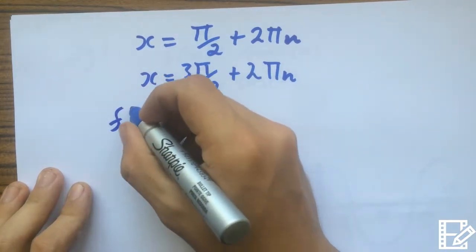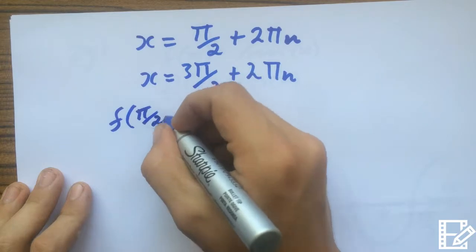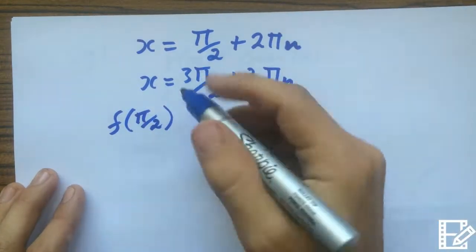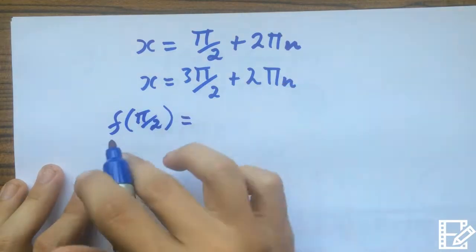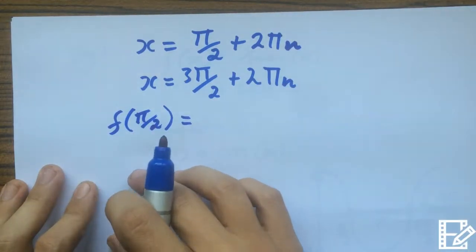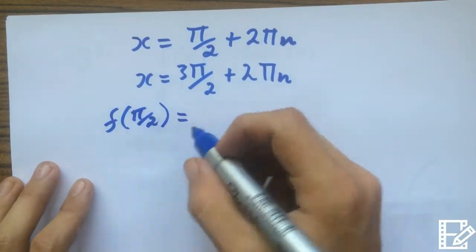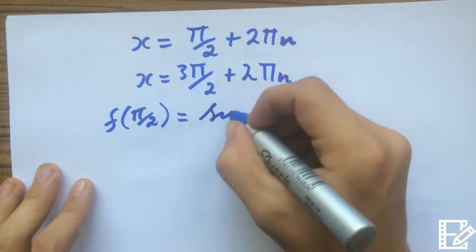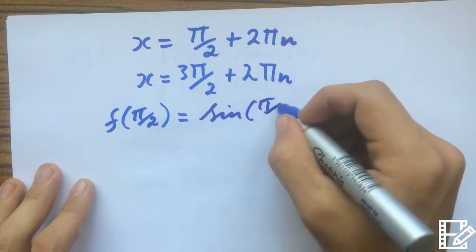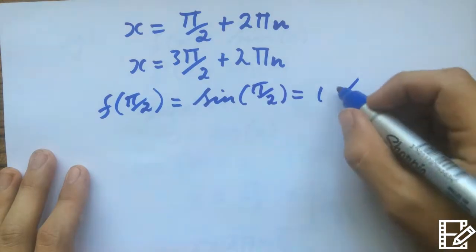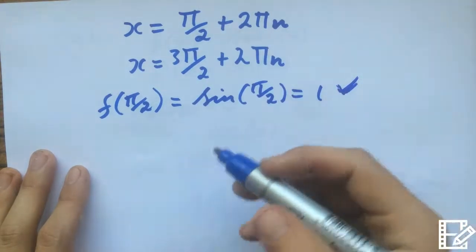And so f, we're just going to do pi over 2. Like, we're not going to worry about the extra cycles. We're just going to do this because this is within the first cycle. It hasn't had any additional cycles in this case. So that's going to be sine pi on 2, which equals 1, which is a tick, because that means it's defined.